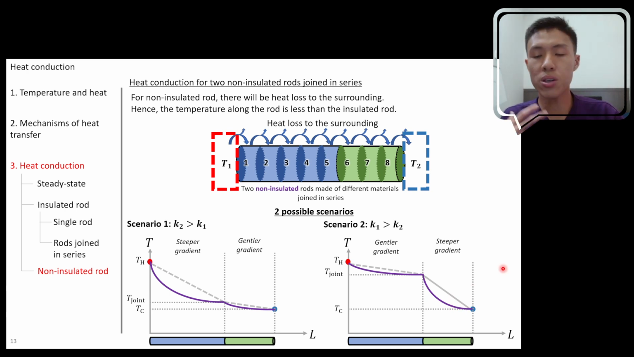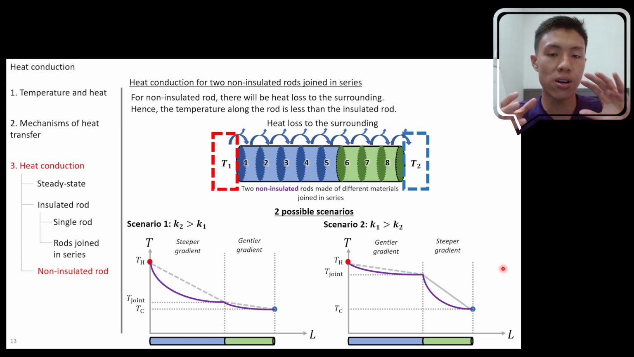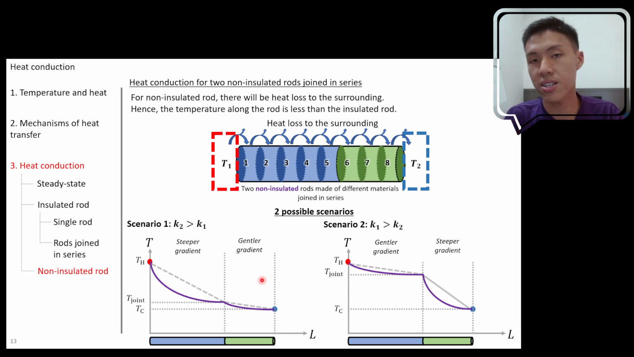Okay, so we won't need to know how much it curves, what's the value, everything. Okay, we just need to be able to qualitatively represent it in a graph like this for non-insulated rod joined in series.